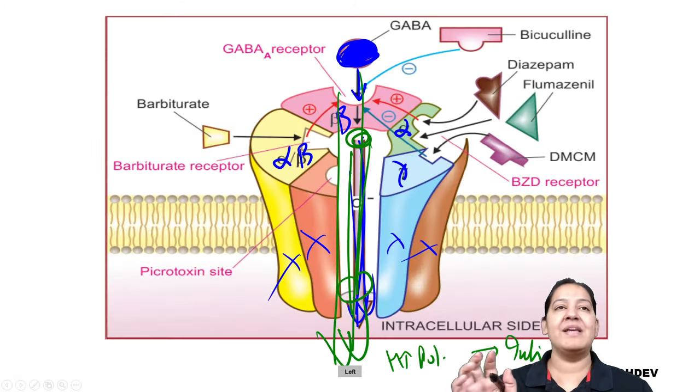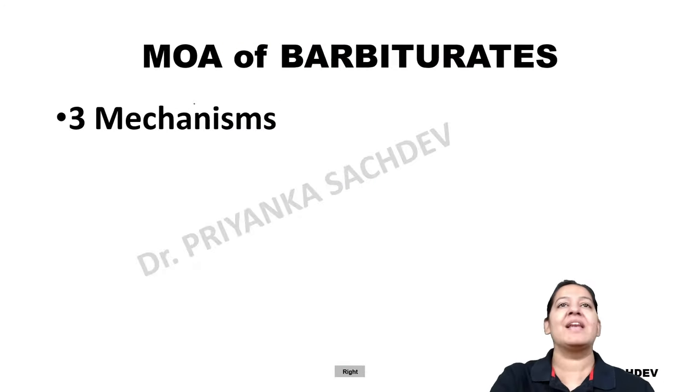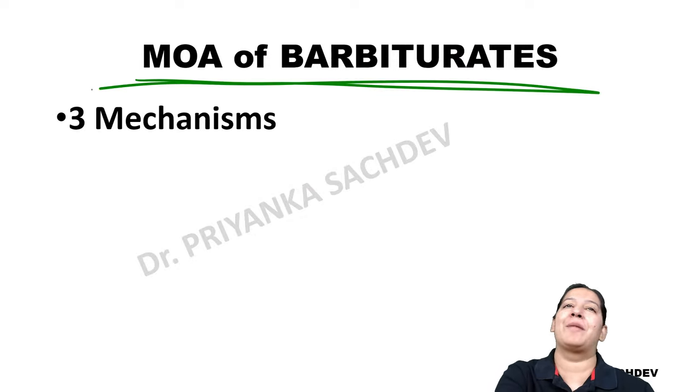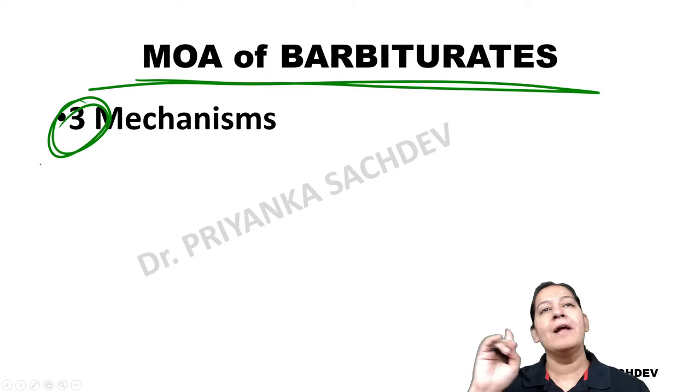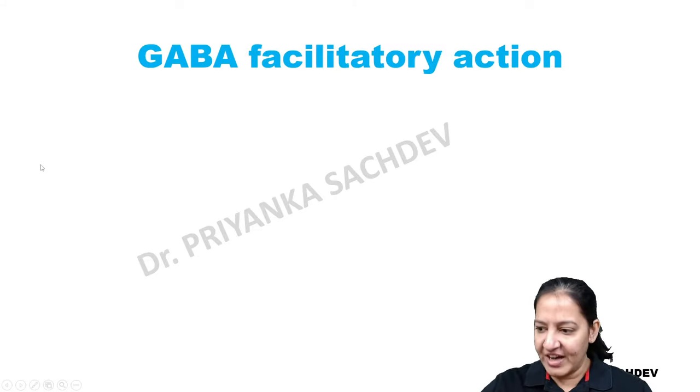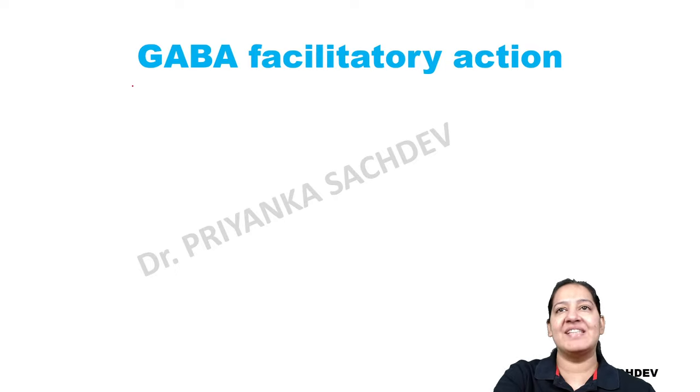If you got this basic, this is normal. If you got this basic, let me teach you the mechanism of action of barbiturates. Now you will get it. There are three mechanisms. I will teach you all three. Let me come to the first mechanism. The first mechanism is known as GABA facilitatory action.